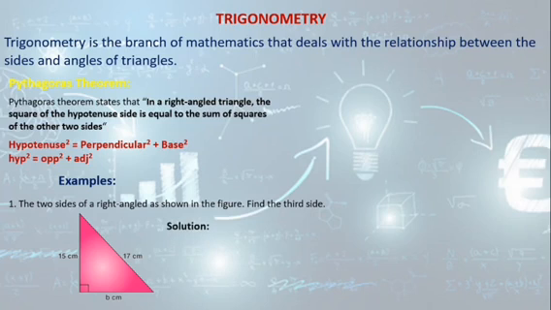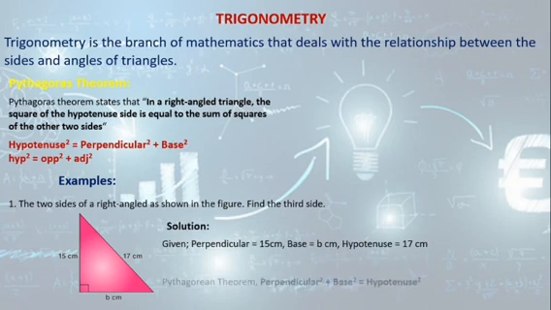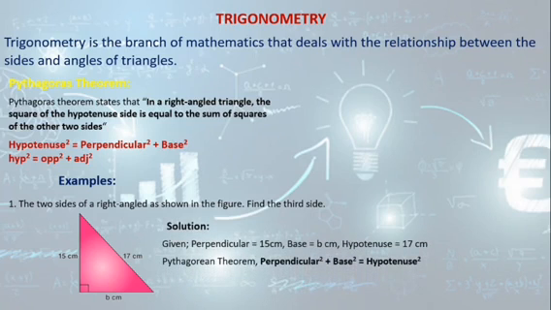We use Pythagoras theorem. Perpendicular side squared plus base squared would give us hypotenuse squared. And if we insert those values, it means 15 squared plus b squared will give us 17 squared. 15 squared is 225. We add b squared to that, and that will give us 17 squared, which is 289. And then we subtract 225 from both sides. So we have b squared equals 289 minus 225, and then our b squared will be equal to 64.